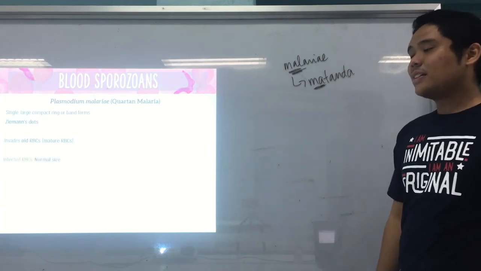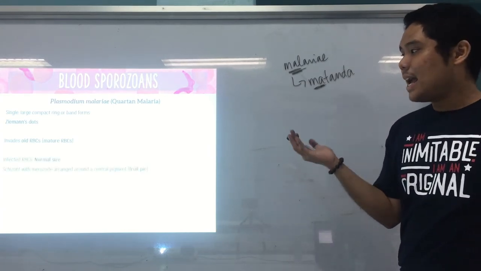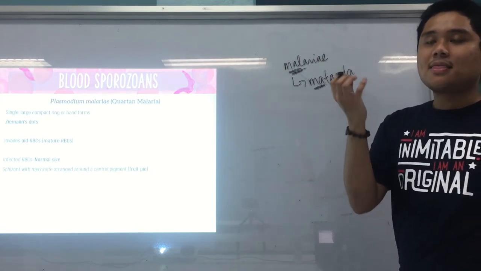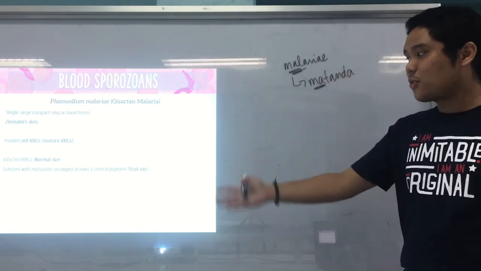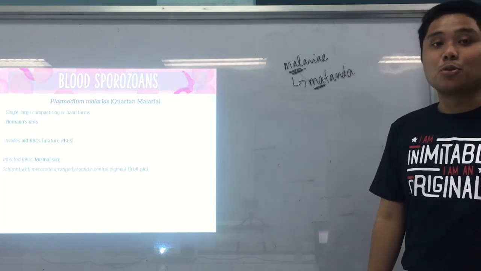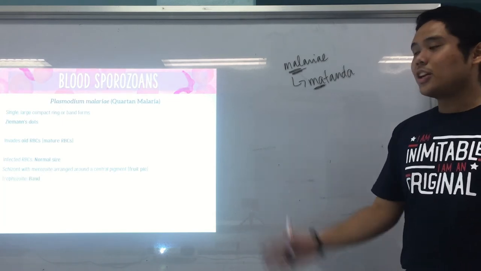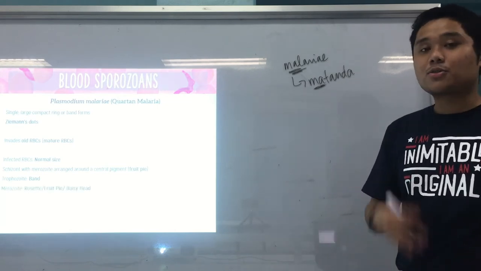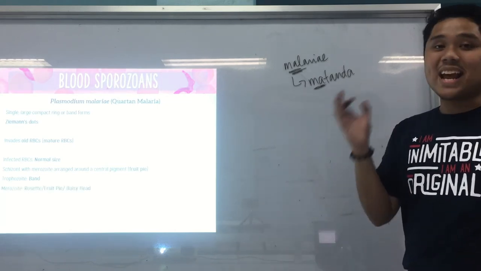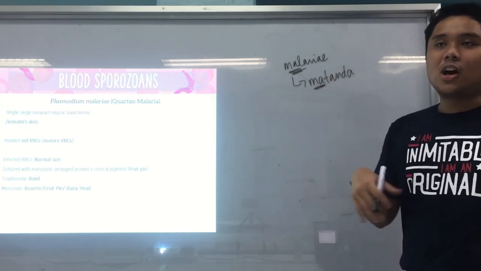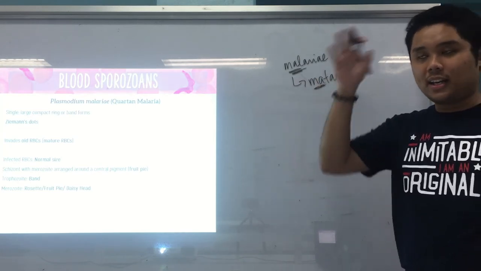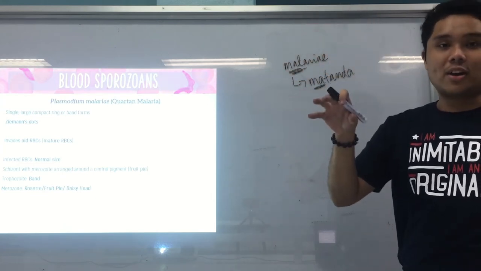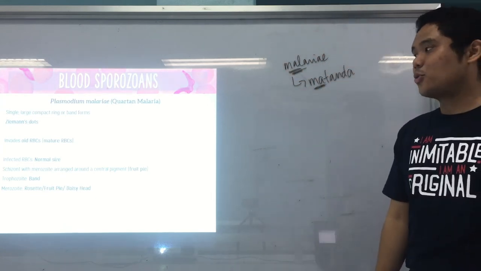Okay, alright. Infected RBCs are of normal size and it has a schizont, diba? Within schizonts are the merozoites. The merozoites are arranged in rosette formation or also described as a fruit pie. Ayan. The trophozoite is also another characteristic, band trophozoite. And the merozoite, as I mentioned, is rosette, fruit pie or daisy head. So it looks like a flower, alright, or in appearance, or in its shape, or in its border. Okay, it looks like a flower, alright, merozoite, fruit pie.